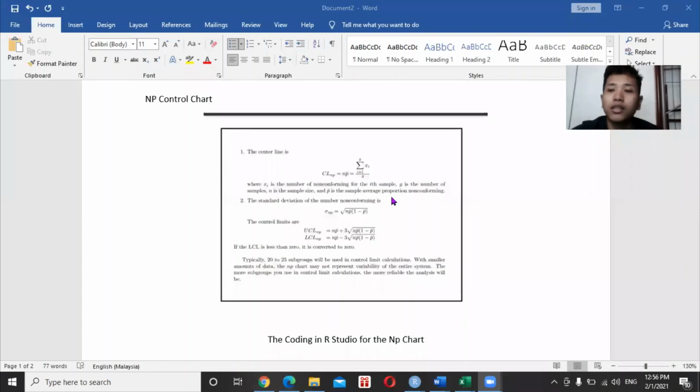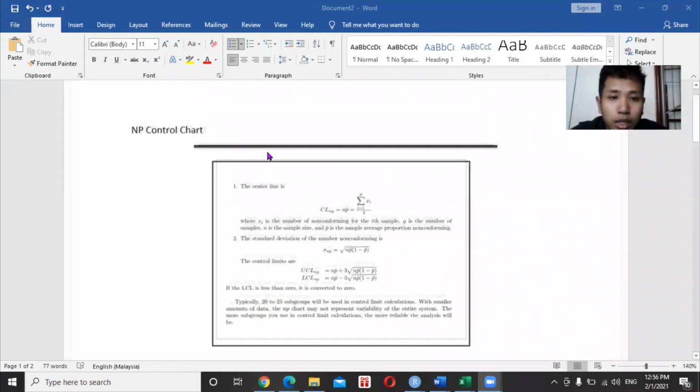Okay, so let's continue with the control charts for attributes. This is the NP control chart. What is the purpose of the NP control chart? The NP control chart's purpose is to plot the number of non-conforming items in a sample.